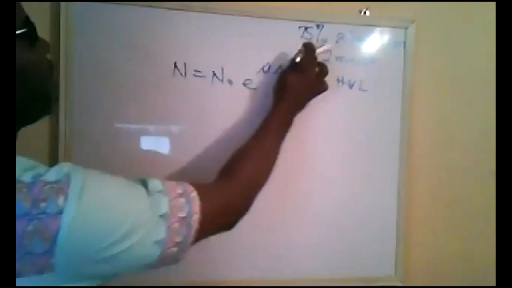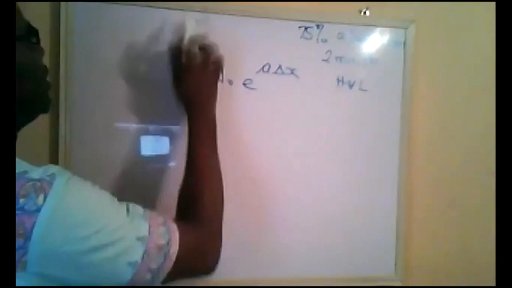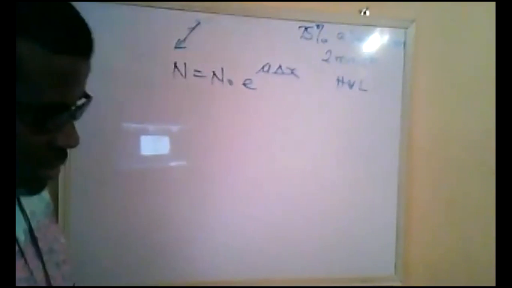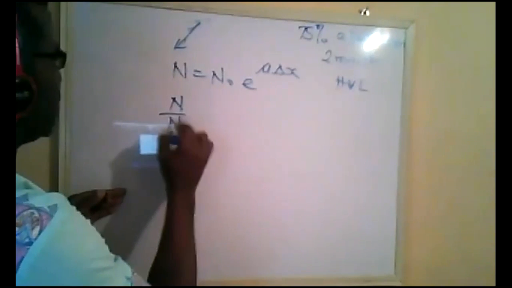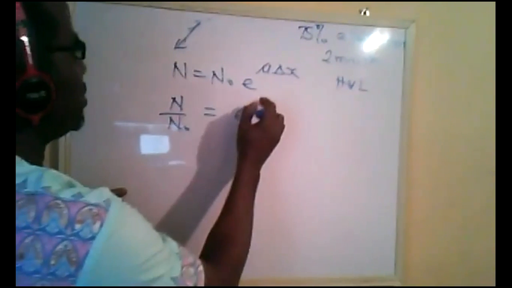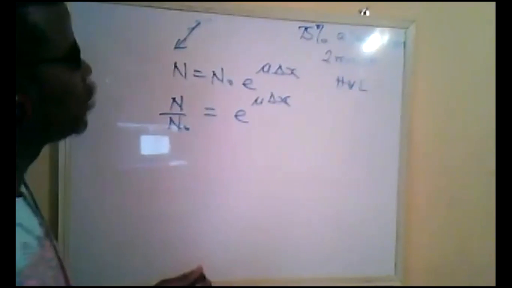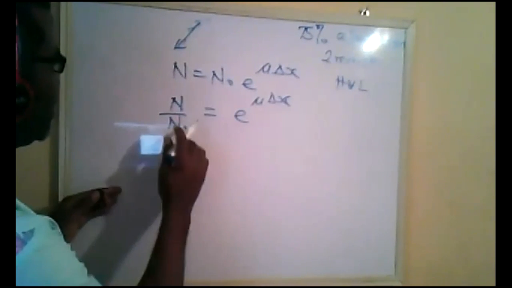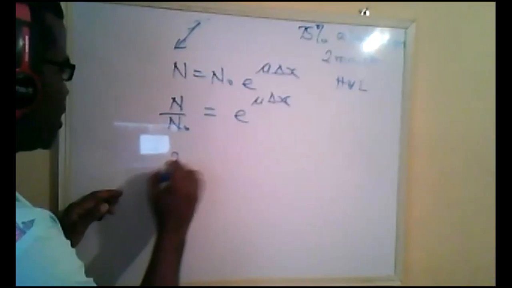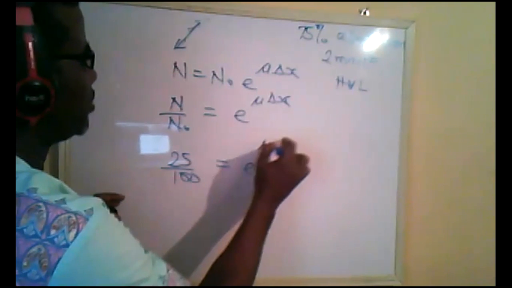So for that, 75% attenuated. This N is the number transmitted. So it means N over N naught should be equal to... So if 75% is attenuated, it means only 25% wasn't transmitted. So it means this N over N naught will now be at 25%. 25 over 100 equals e to the power of minus mu x.